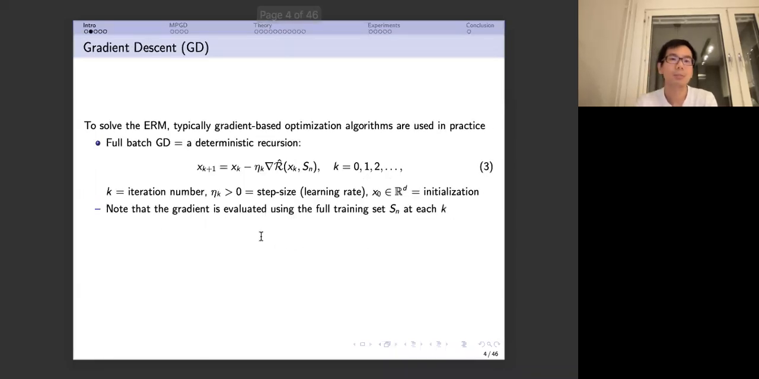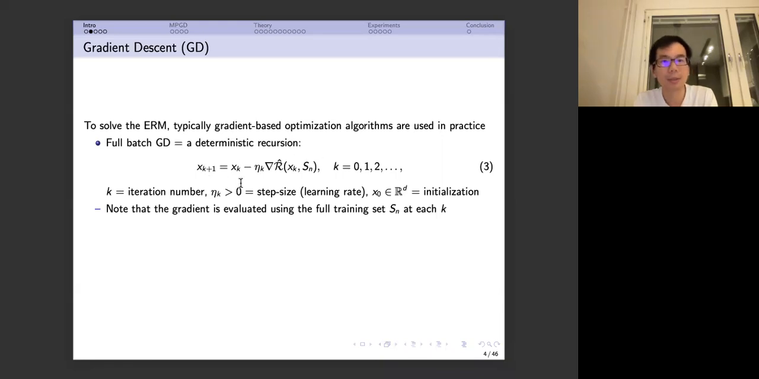Typically, to solve ERM, people use gradient-based optimization algorithms, especially in deep learning, in training deep neural networks. The simplest version is full batch GD, where GD is gradient descent. It is just a deterministic recursion of the following form. Remember, X is the parameter that we are trying to optimize, and here x_k are the iterates of this recursion.